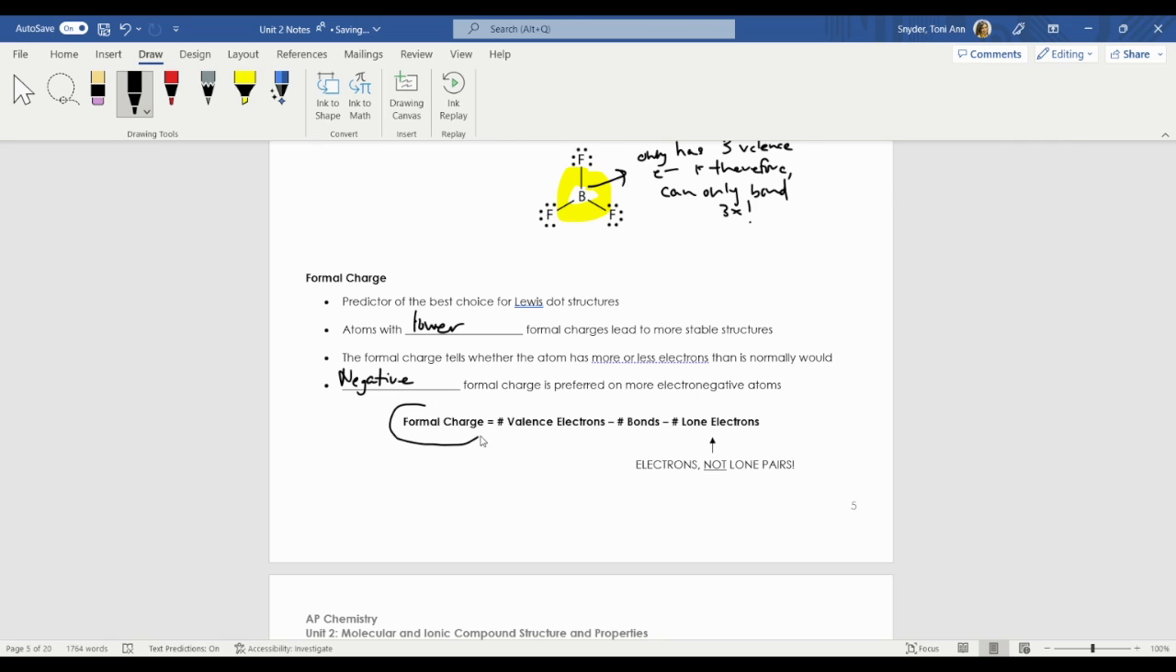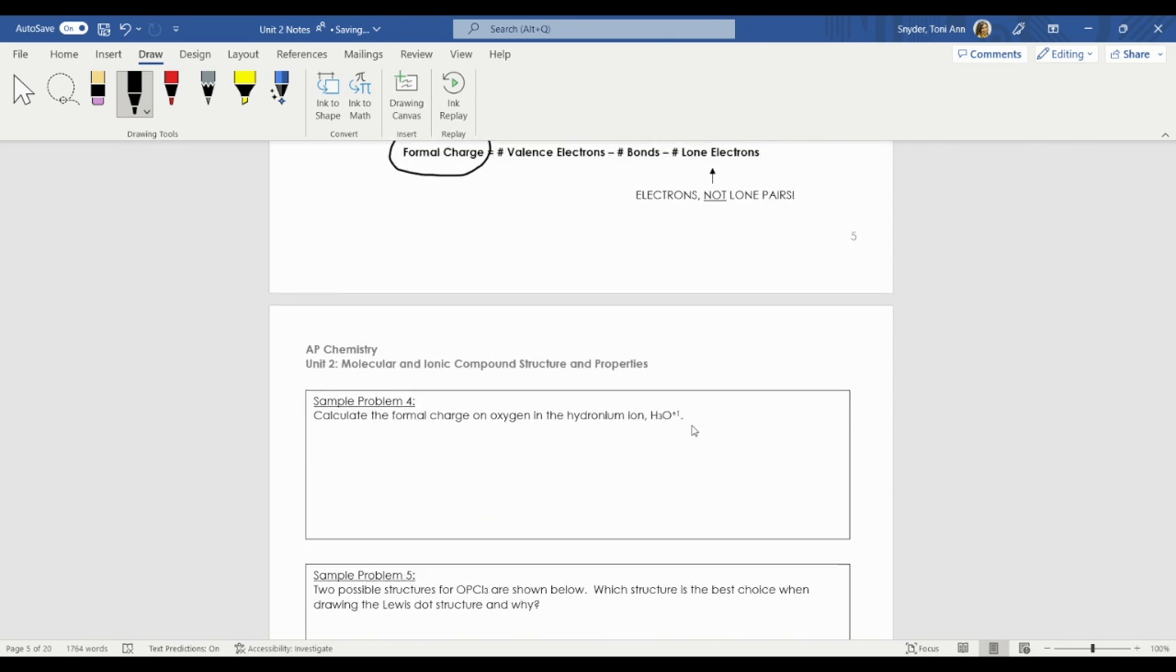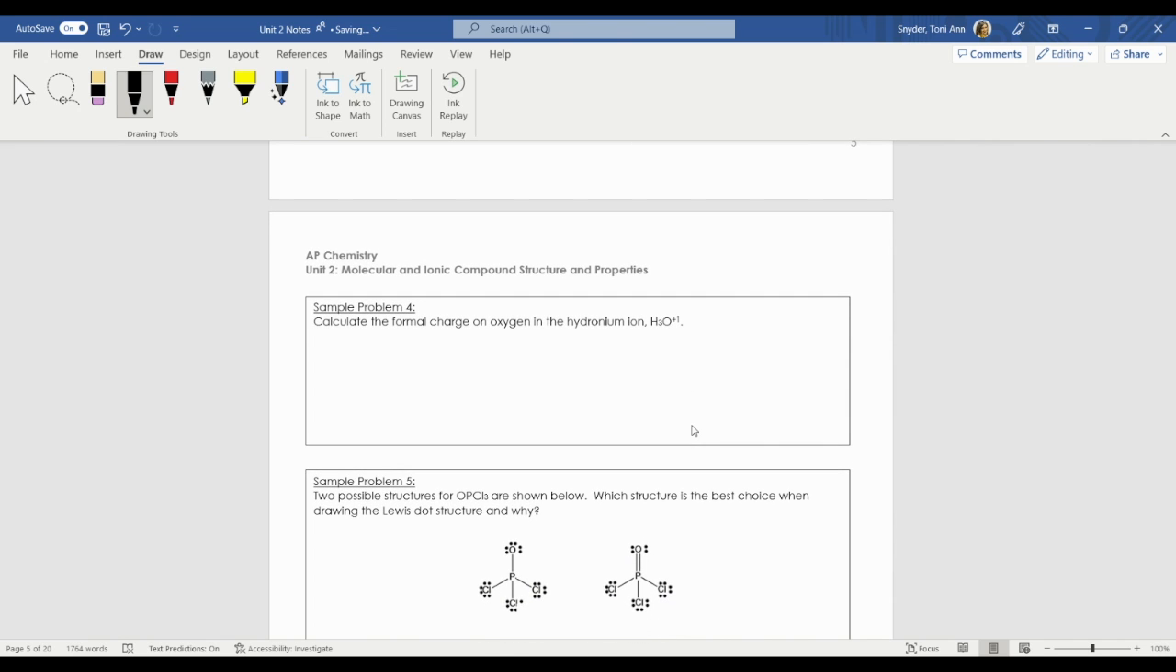So we can determine the formal charge for an element in a Lewis dot structure by taking our number of valence electrons and subtracting the number of bonds, and by subtracting from that the number of lone electrons. And notice it says electrons, not lone pairs. So it's how many lone electrons are there. So if you have 1 lone pair, you would have 2 lone electrons. Rather than talk about this more, we're just going to do some examples, right? So in this case, it says calculate the formal charge on oxygen in the hydronium ion.